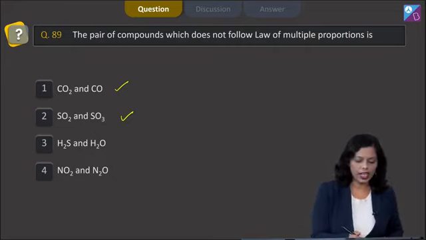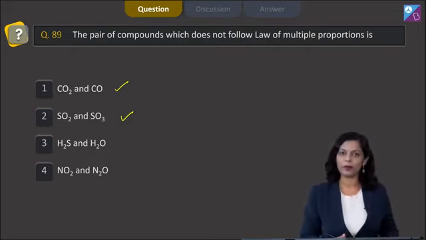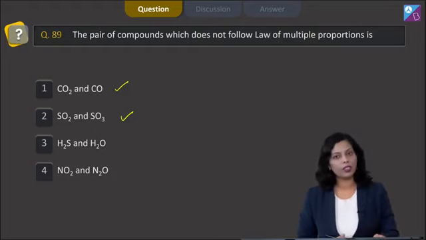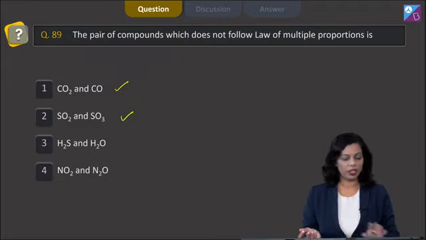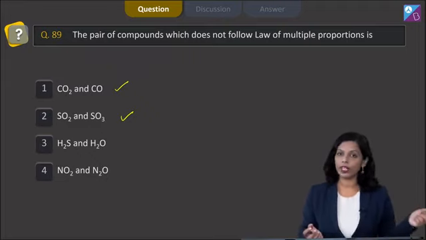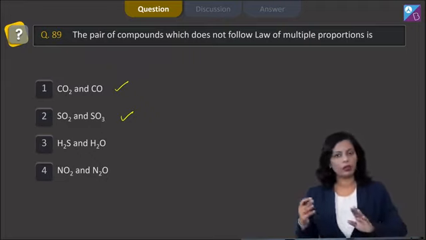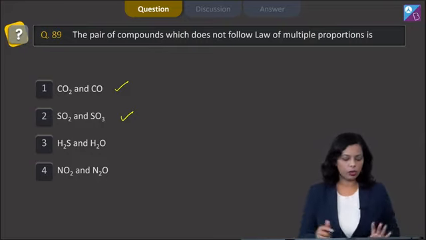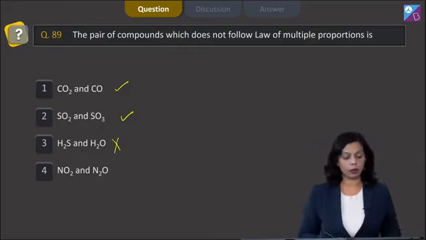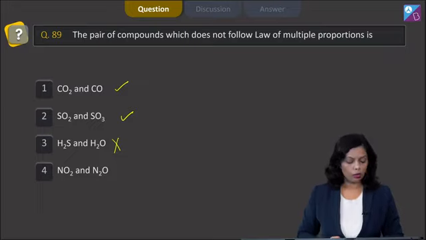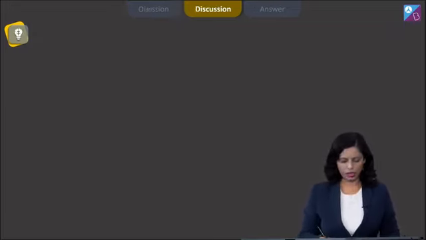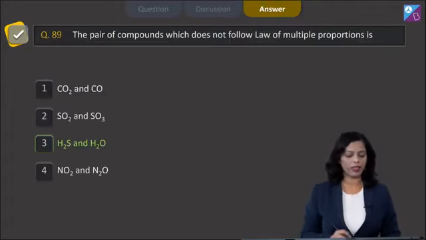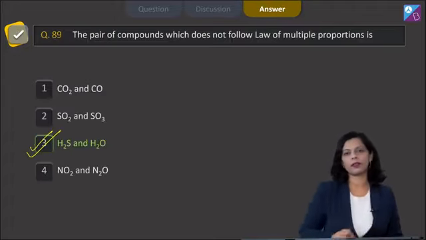Similarly, H2S and H2O: is it following? No. Hydrogen and sulfur in the first compound, hydrogen and oxygen in the second compound. That's wrong. In the first compound, two different elements; in the second compound, one element is different and hydrogen is the same. So this is not following the law of multiple proportions. The fourth option is also following. So it is easy to choose and will not take much of your time. You can easily choose the right answer.